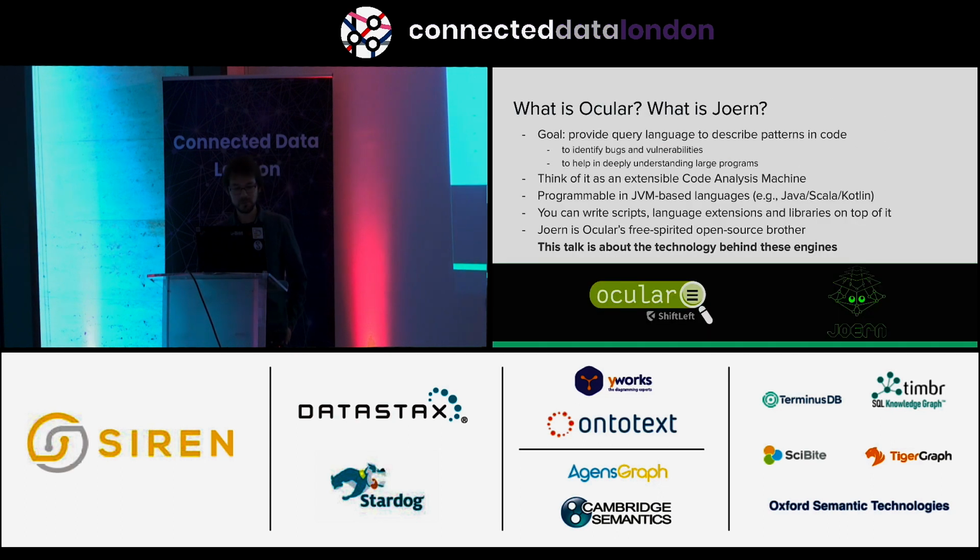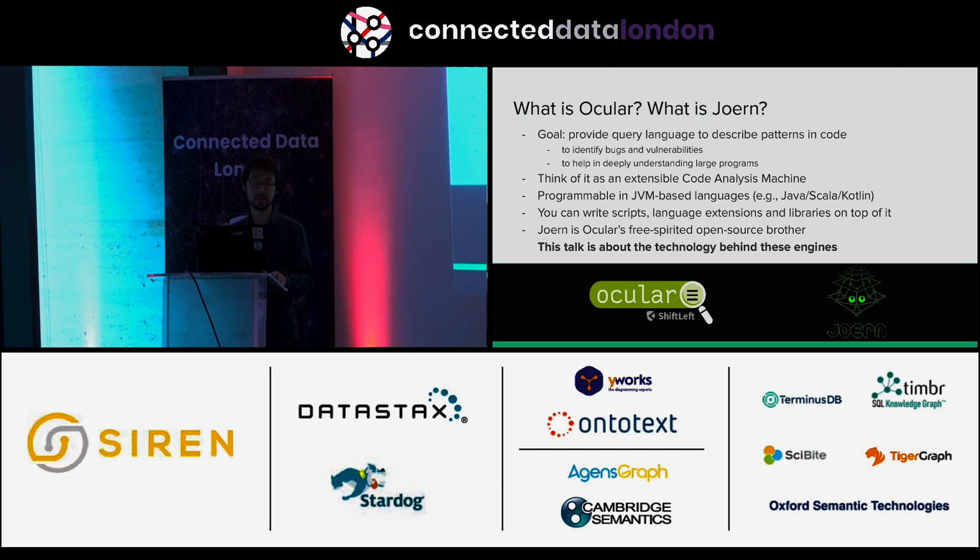All right, so I'm going to talk about essentially two programs here. One is called Ocular and the other is Yarn. What you can think of these as is essentially extensible code analysis machines, we like to say. Like a virtual machine that understands a query language and that can be scripted with JVM-based languages, in particular in Scala. And you can use this to query for patterns in your code.